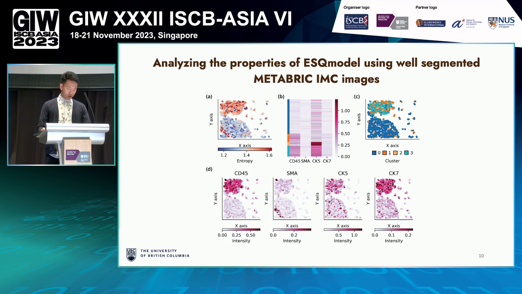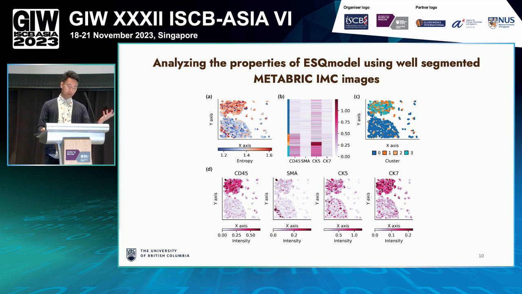We observe a natural partition of the spatial organization by entropy in A, where the top region has higher entropy and the bottom has lower entropy. We cluster the cells into 4 distinct cell types shown in B and C. And what we can see over here is a correlation between the spatial distribution of entropy and the cluster labeling, where cells that co-express CD45 and CK5, which is an immune marker and an epithelial marker, strongly yield a higher entropy than those expressing mainly a single protein marker.